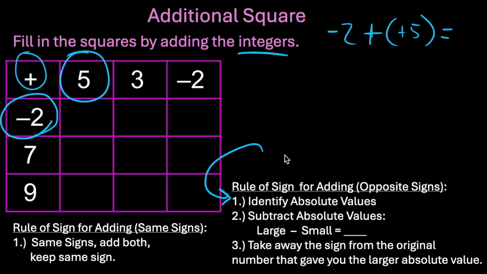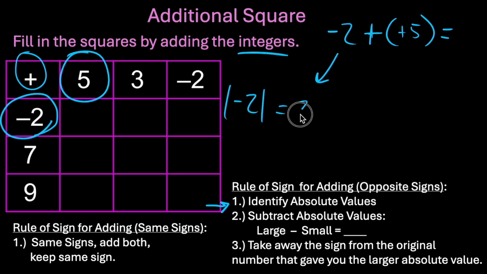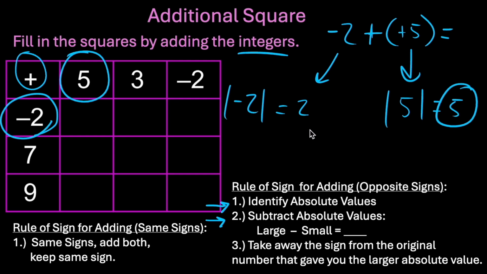The first step is to identify the absolute value of both numbers. So the absolute value of -2 equals 2, and the absolute value of 5 is 5. The second step is to subtract the absolute values, the larger number minus the smaller number. So 5 is bigger than 2, so we need to subtract 5 minus 2. So 5 take away 2 is 3.